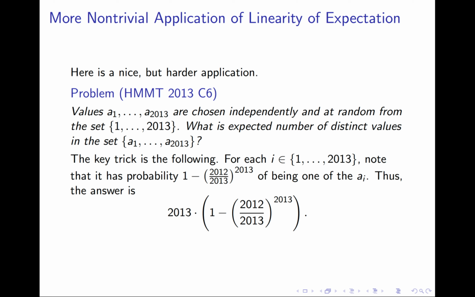And to do that, well, we note that A1 takes on a value of 1 with probability 1 out of 2013. So in particular, it does not take on a value of 1 with probability 2012 out of 2013. And if we raise that to the 2013th power, that gives us the probability 1 does not appear in the set at all. So the probability it does appear in the set is 1 minus that. And so that gives us the probability that the number 1 shows up in the set.